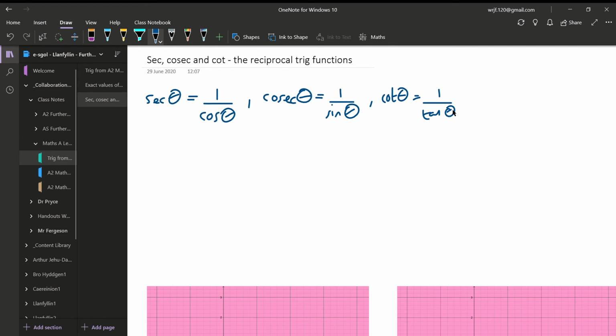These words sec, cosec and cot are just abbreviations. Sec is short for secant, cosec is short for cosecant, and cot is short for cotangent. You'll very rarely see those, but you might come across them somewhere, so I just didn't want you to be unfamiliar with them. But it's perfectly acceptable, and almost always done, that we just refer to them as sec, cosec and cot.